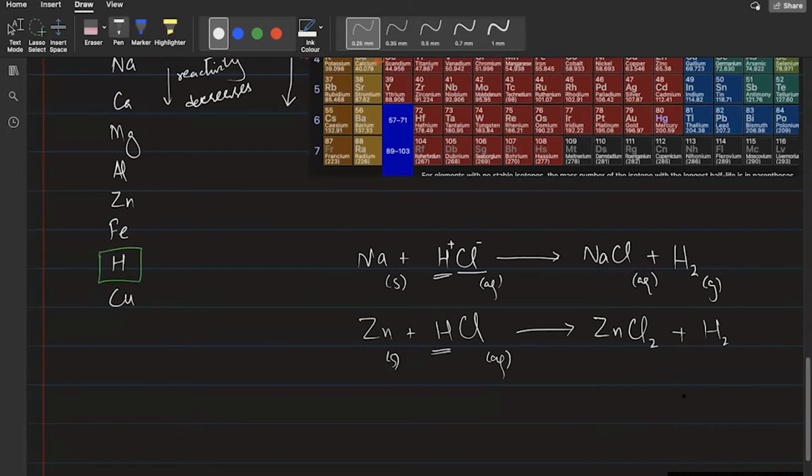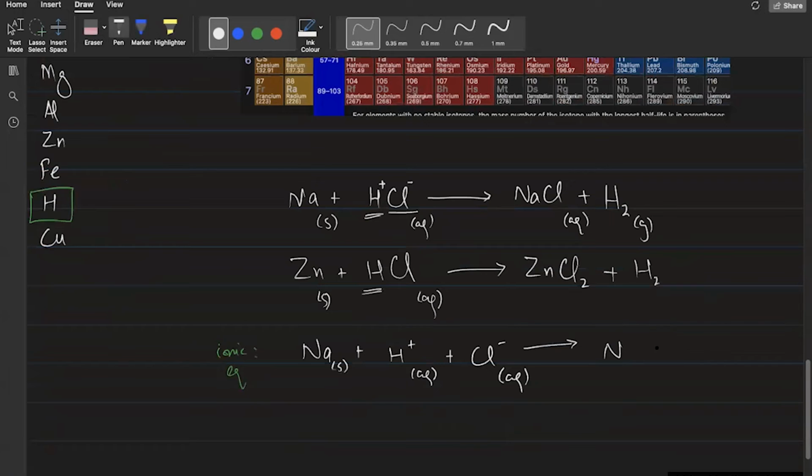All right, so usually in the exam, they ask you for an ionic equation. What exactly is an ionic equation? You just show anything that changes chemically. You don't show things that do not change. So for example, if I look at the first equation, I have sodium, which is a solid, and I have H positive ion, which is aqueous, and I'm separating everything, and chloride ion, which is also aqueous. On this side, I have sodium ion, chloride ion, both of them aqueous, and hydrogen gas.